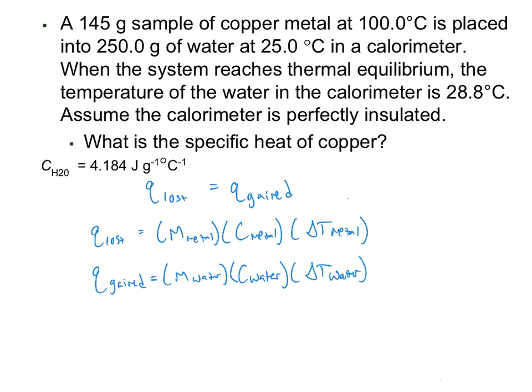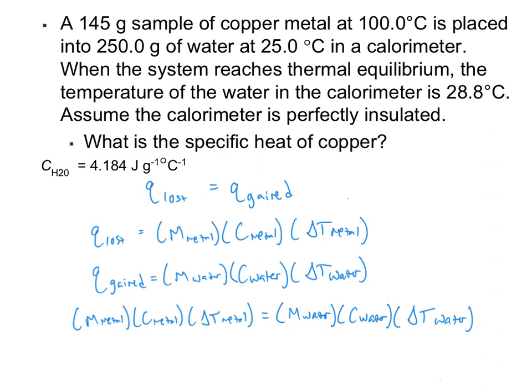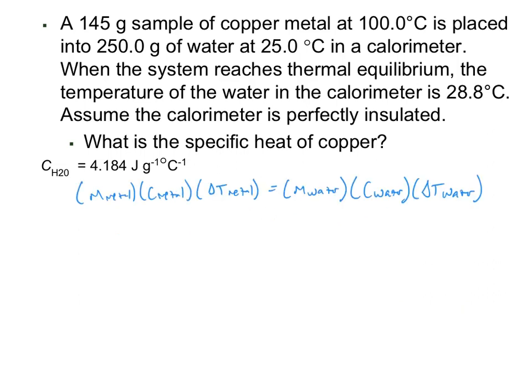And then we can set those two quantities equal to each other because we know the heat lost equals our heat gained. We do that and we get the mass of the metal times specific heat of the metal times the temperature change of the metal will equal the mass of the water times specific heat of the water times delta T of the water. And so here's our equation that we developed before. Now we're trying to solve for our specific heat of the metal here. And so what we can do is we can just solve this equation for that specific heat of the metal.